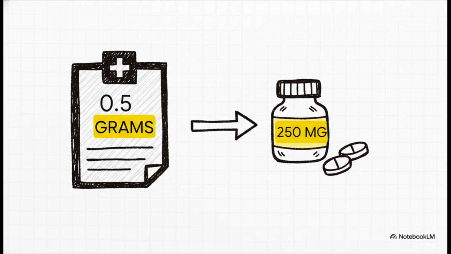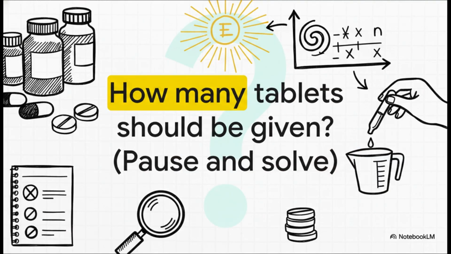Okay, let's do one last problem. This time, we're throwing a decimal in there, just to make sure the rule still holds up. The order is for 0.5 grams. The tablets are 250 milligrams. Don't let that decimal freak you out. The process is exactly the same. All right, last chance to practice. Hit pause, follow that golden rule, and solve for the final number of tablets. You got this.